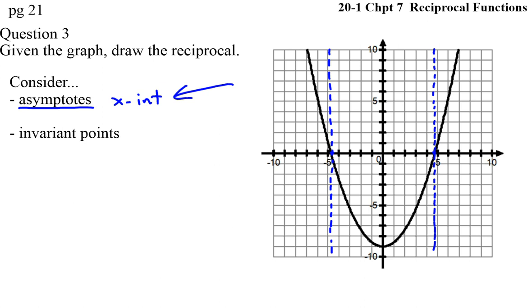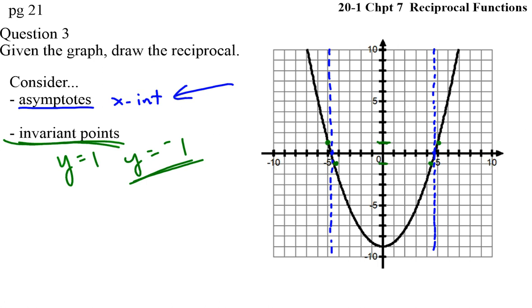Now we need invariant points. Invariant points occur when y is 1 and y equals -1. So when I look at the initial quadratic, when y equals 1, where do we hit the graph? We hit it there, and we hit it there. So those 2 points have to have my reciprocal graph go through it. But invariant points also occur when y is -1. So at y -1, there's where my graph is, there's where my graph is.